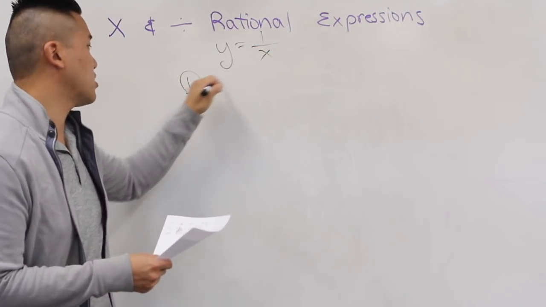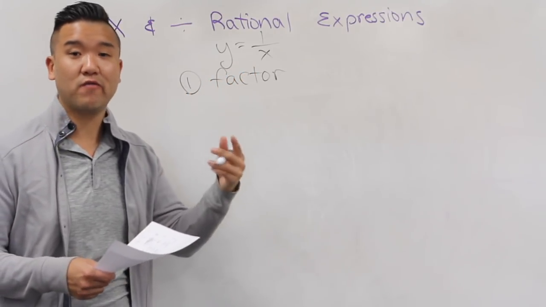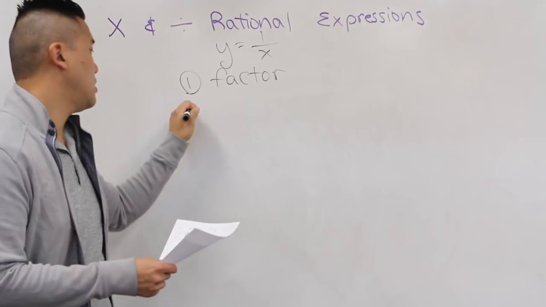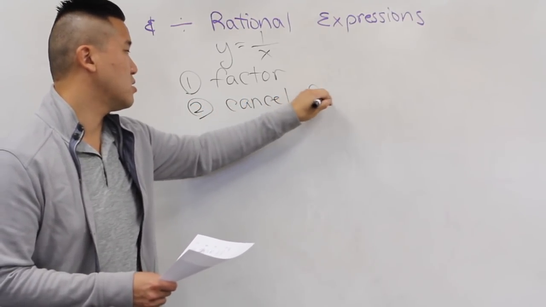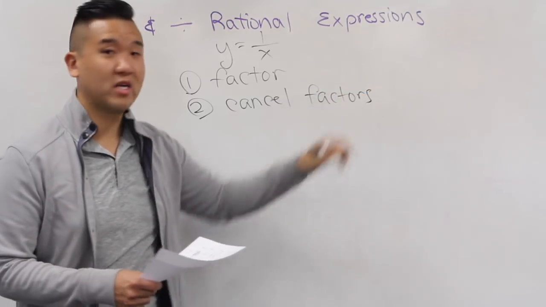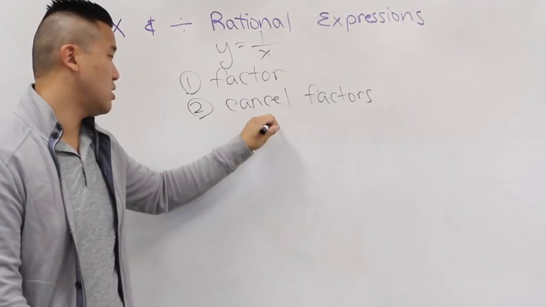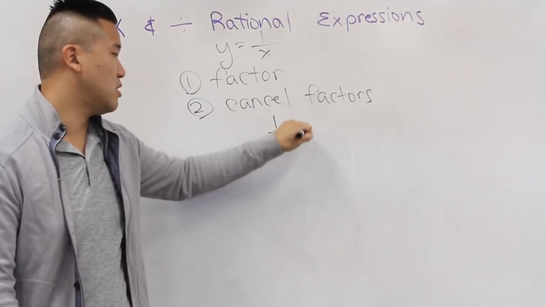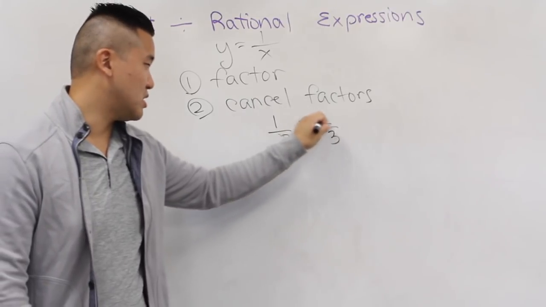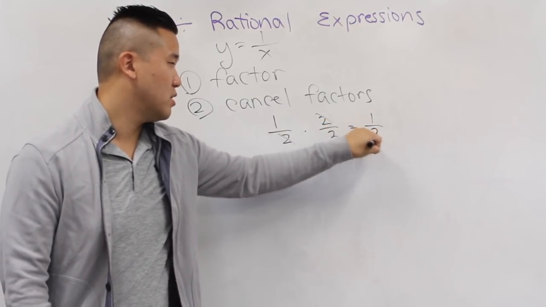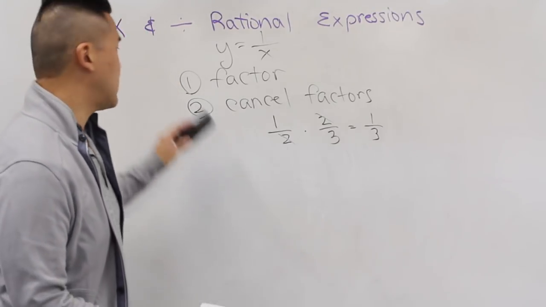So we're going to do two things. Our goal is to factor the numerator, factor the denominator on each part, and then after that we're going to cancel the factors. So we can cancel top and bottom. For example, if we use numbers, if I have 1/2 times 2/3, then we can essentially cancel these out and you get 1/3. That is essentially what we're going to do today. So we're going to take a couple examples and go on from there.